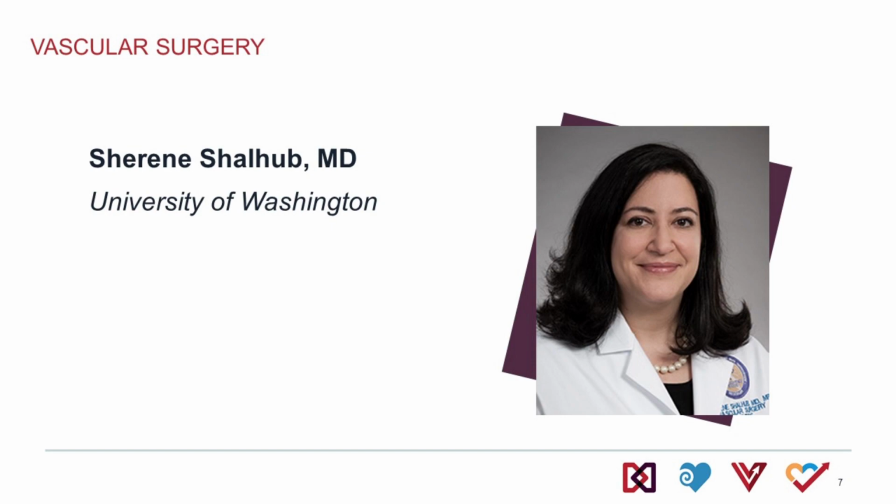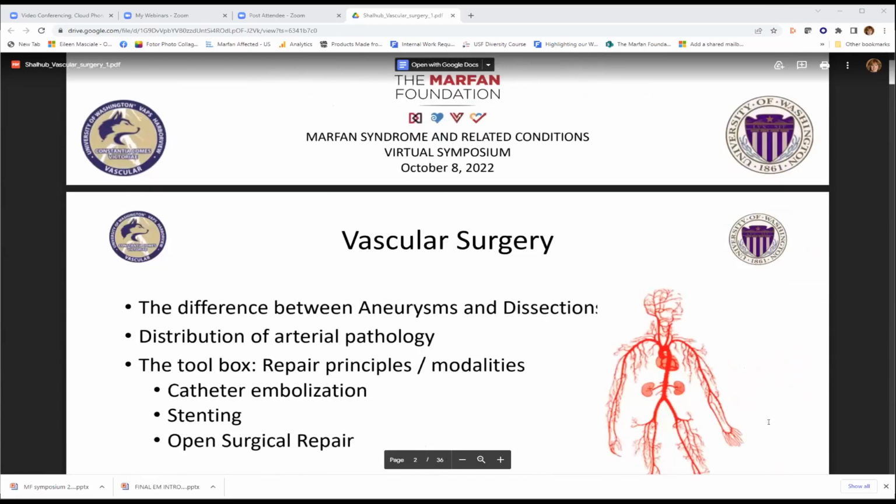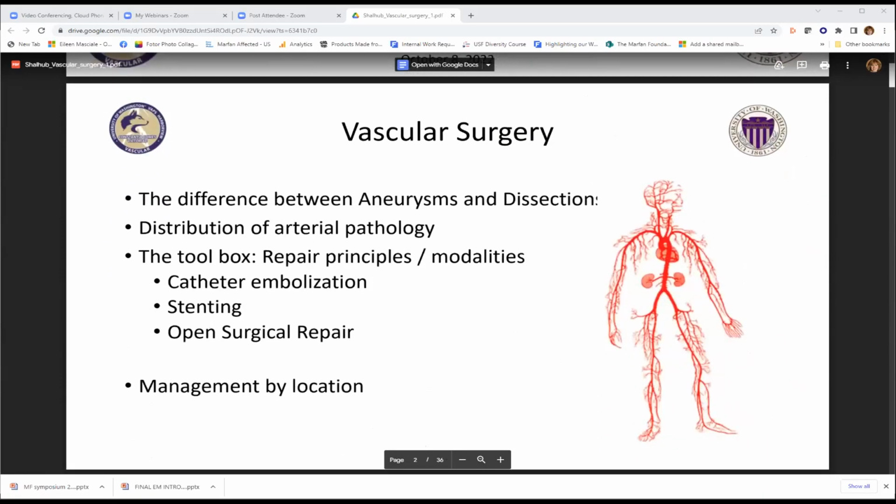So now we're going to talk about the rest of the arteries and the aorta beyond the territory that Dr. Mashley just talked about. So in terms of vascular surgery, if you'll go to the next slide, please. And basically, my goal for the audience here is to learn the difference between aneurysms and dissections, because frequently people confuse the two. I will show you the distribution of the arterial pathology in vascular EDS, Loeys-Dietz, and Marfan syndrome, and based on our recent data.